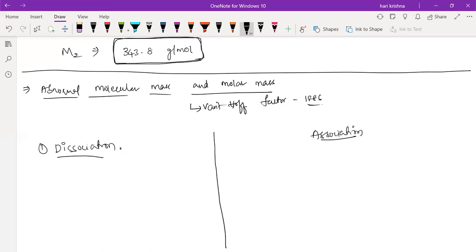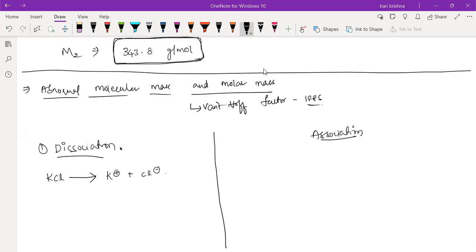What is the meaning of dissociation? Dissociation means a compound will break into two or more simpler ions. Suppose you have taken KCl. If you dissolve it in water, KCl is the solute here and water is the solvent. When you dissolve the KCl in the water, it will form K+ ions and Cl- ions. This is the dissociation of the solute. So due to this dissociation only, abnormality is caused. Clear this one?